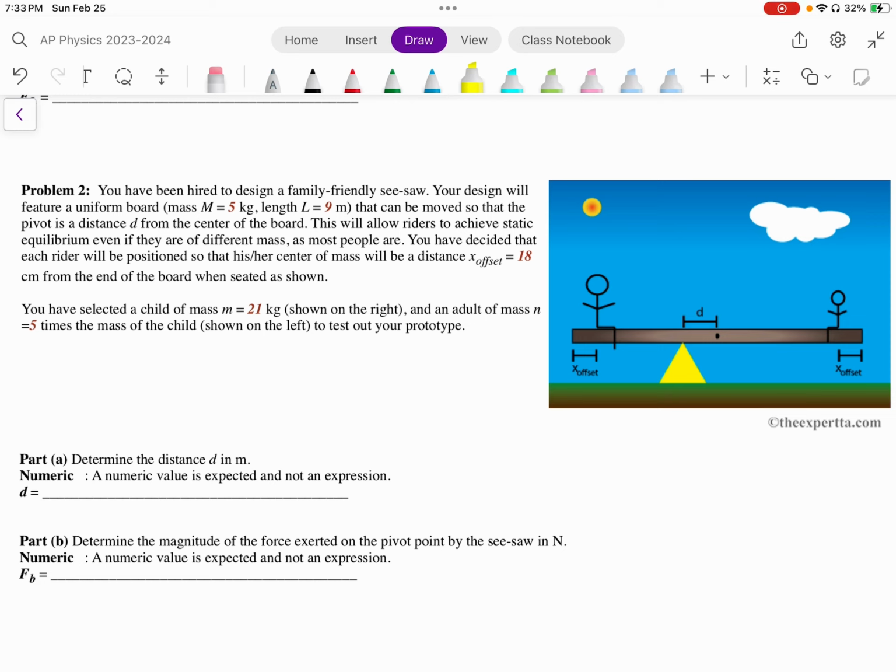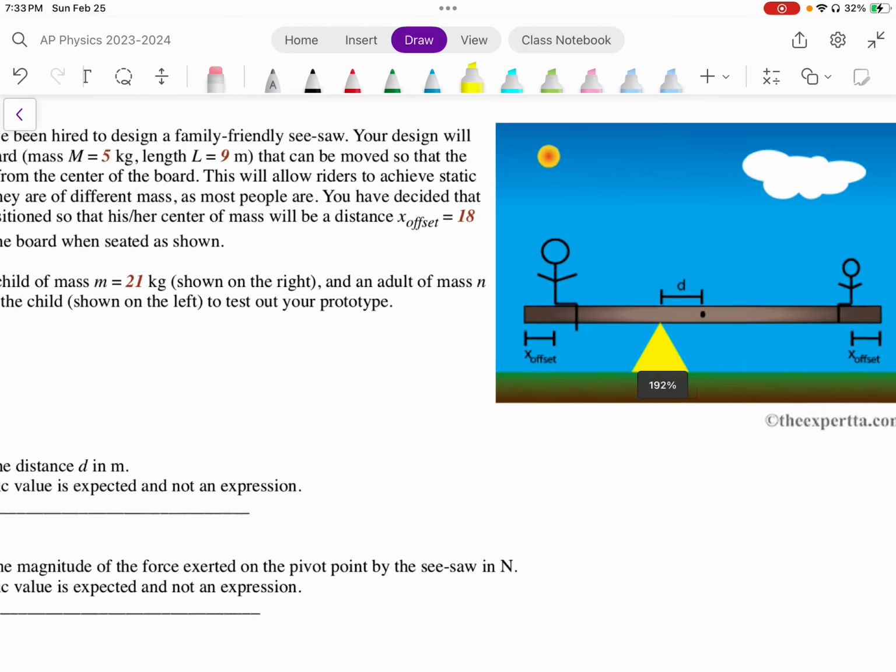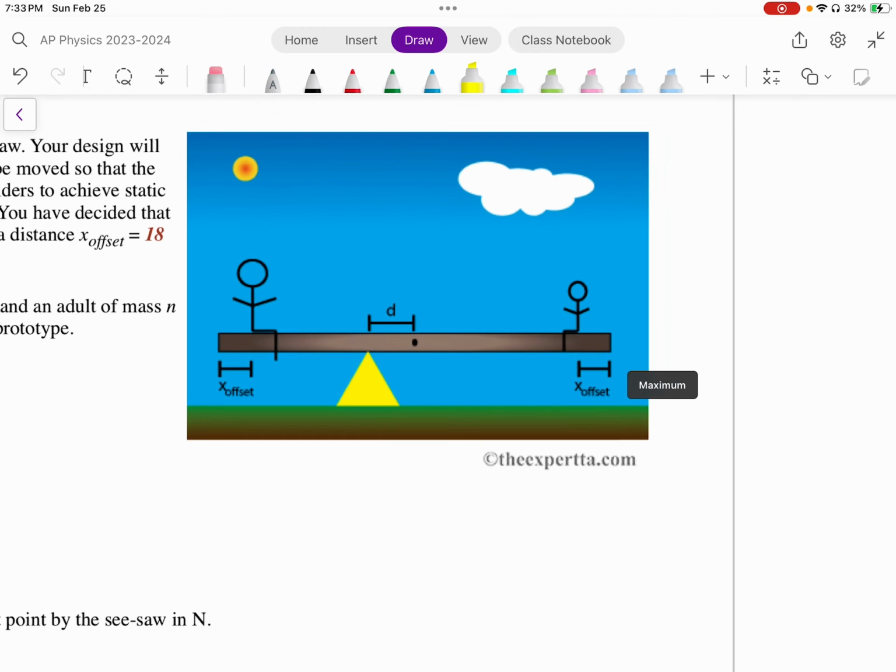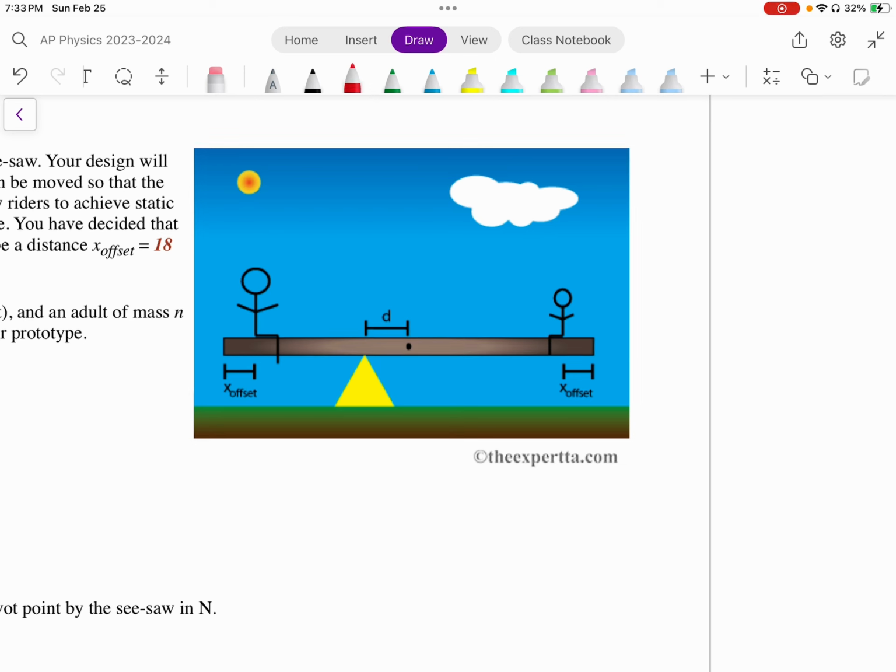You have decided that each rider will be positioned so that his center of mass will be at an offset of 18 centimeters from the end of the board when seated as shown. So here is the offset. We have lots of information here. They told me that this is 0.18 meters. That's 18 centimeters. So this is 0.18 meters.